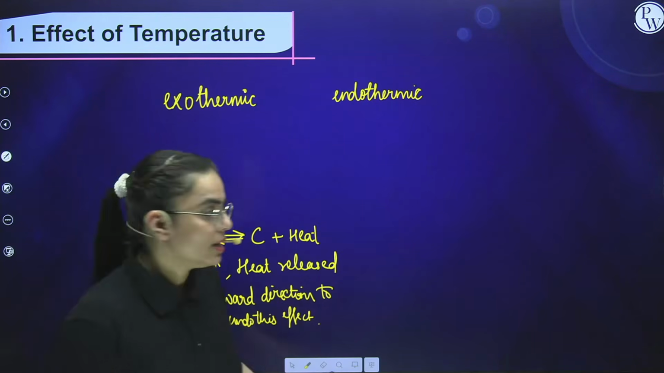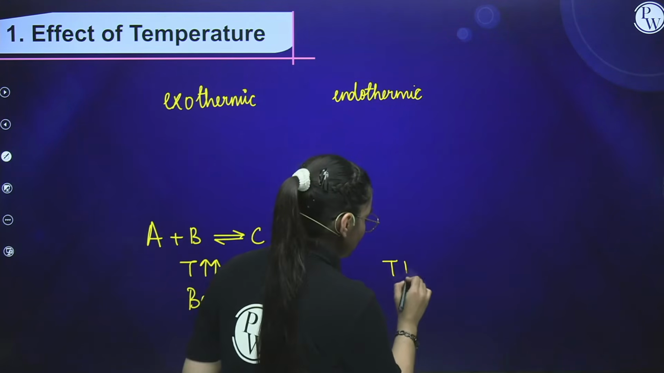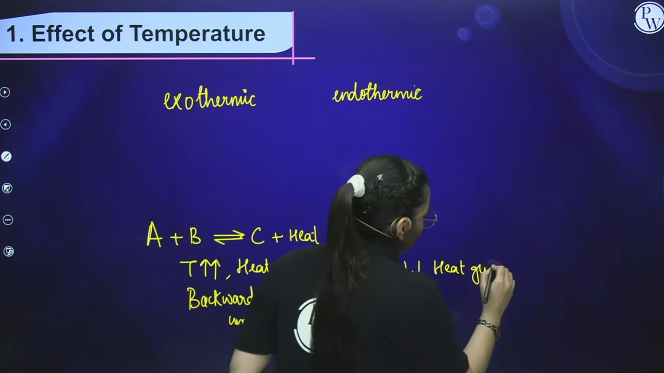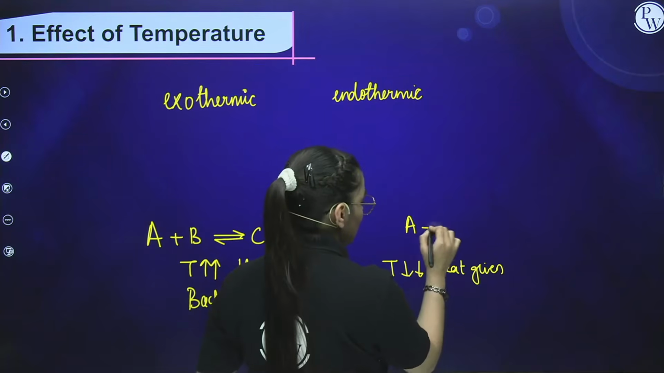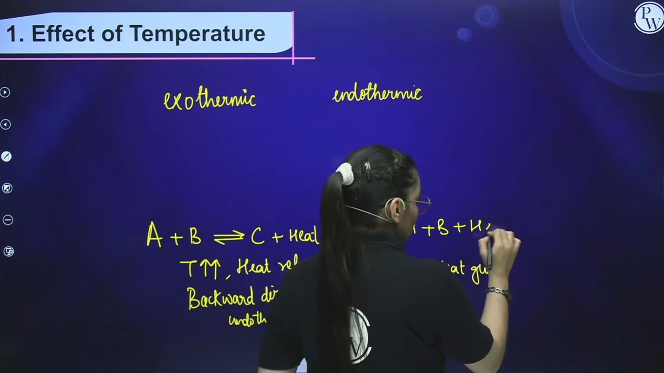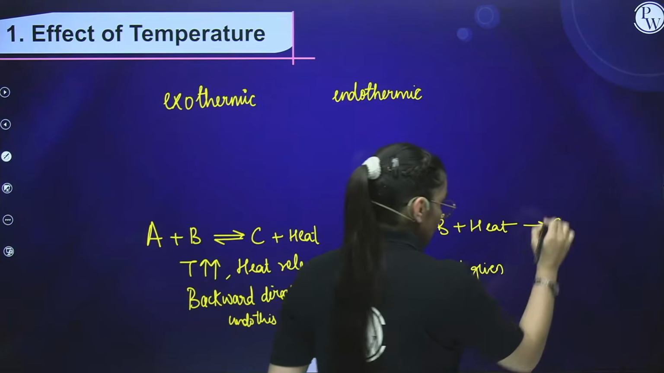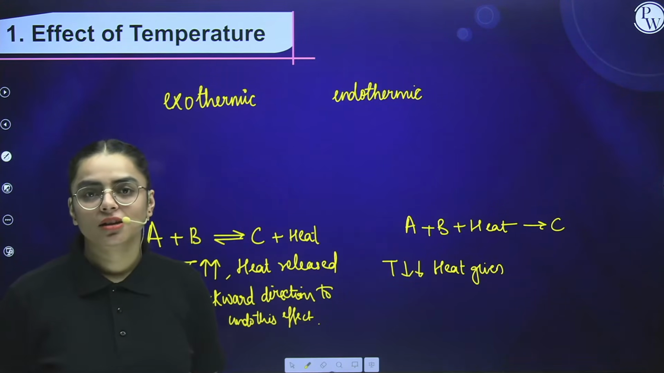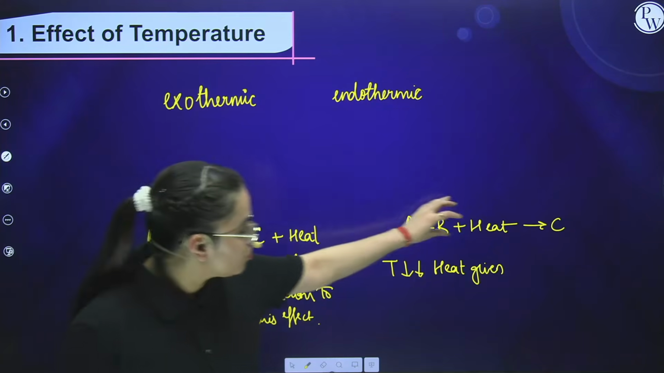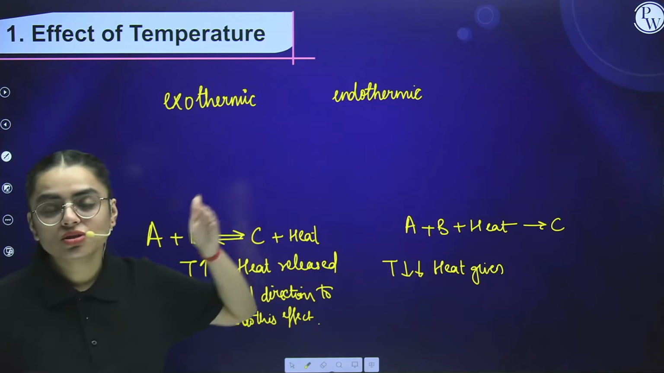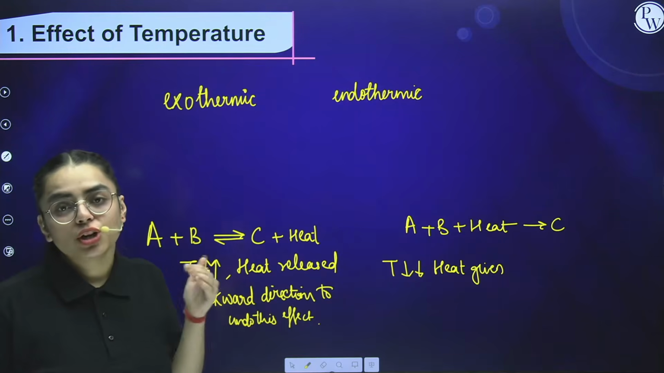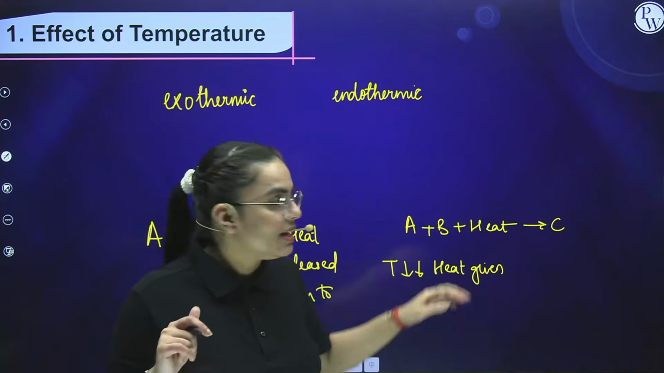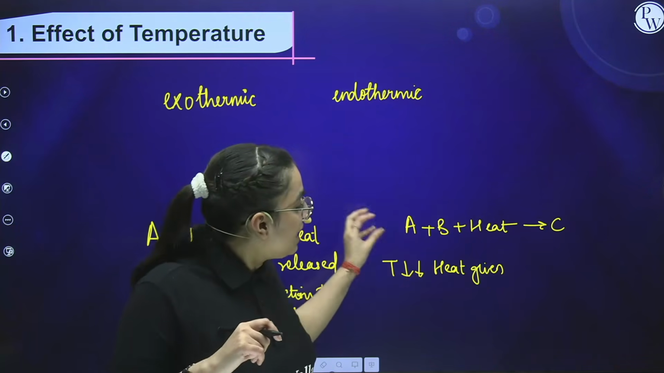And now see what happens when temperature is reduced. That means heat is given to the system. When heat is given to the system, that means A plus B plus heat is given to form C. Now this is more than this. Now to reduce this effect, what will happen? When we have reactant more due to the presence of heat, because temperature is less, here heat will be given. When heat is given, then this is more.